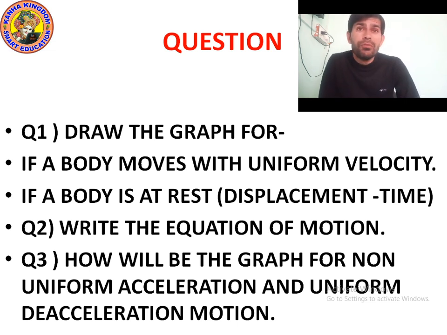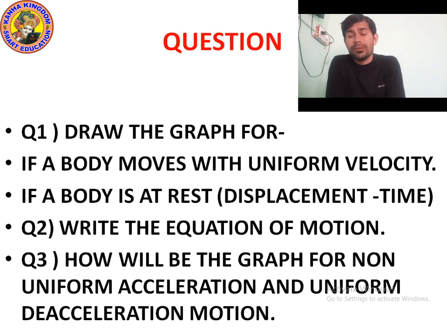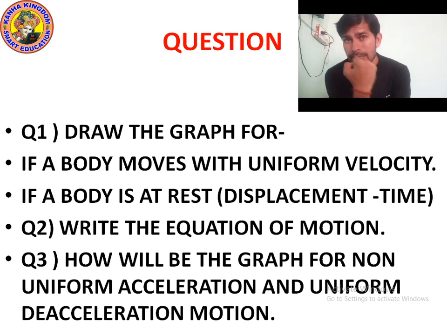Why will the graph be a straight line? If a body moves with a uniform velocity, the graph will be a straight line because the velocity is not changing. Velocity is constant. That's why it is a uniform velocity graph. The first graph that I showed you in the first slide was a velocity time graph.